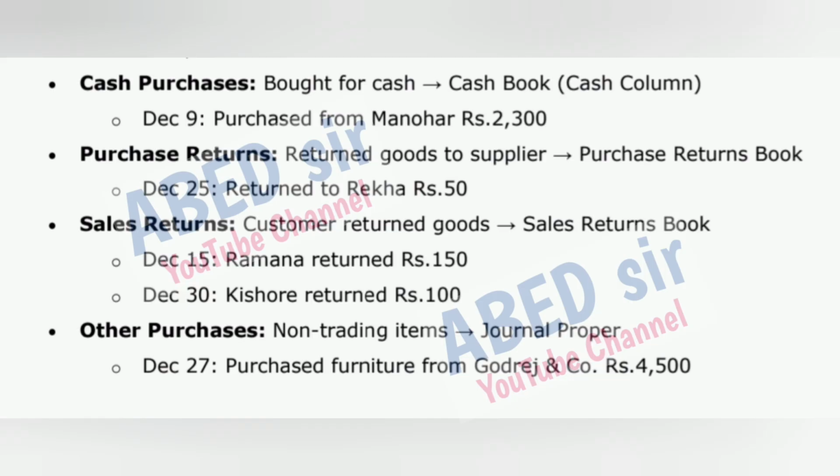Purchase returns, returned goods to supplier, purchase returns book. 25th December, returned to Rekha 50 rupees. Sales returns, customer returned goods, sales returns book. 15th December, Ramana returned 150 rupees. 30th December, Kishore returned 100 rupees. Other purchases, non-trading items, journal proper. 27th December, purchased furniture from Godrej & Co 4500 rupees.